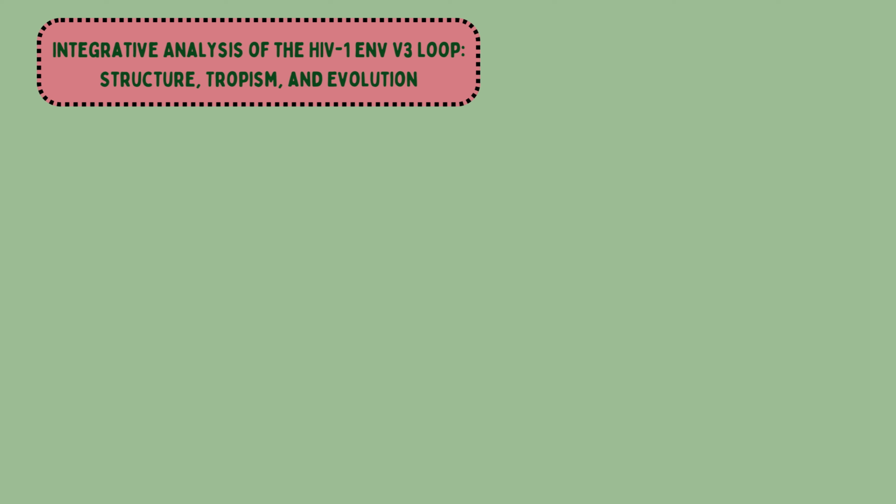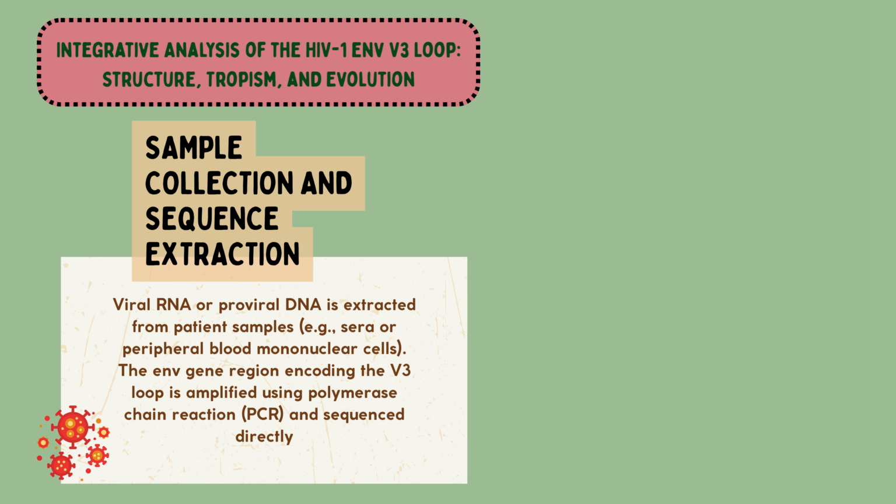Then, for integrative analysis of the HIV-1 ENV V3 loop, which is structure, tropism, and evolution. First, sample collection and sequence extraction. Viral RNA or proviral DNA is extracted from patient samples, for example, sera or peripheral blood mononuclear cells. The ENV gene region encoding the V3 loop is amplified using polymerase chain reaction, which is PCR, and sequenced directly.